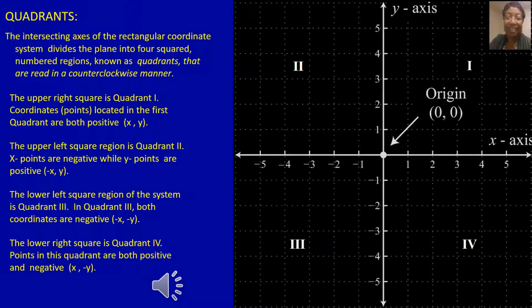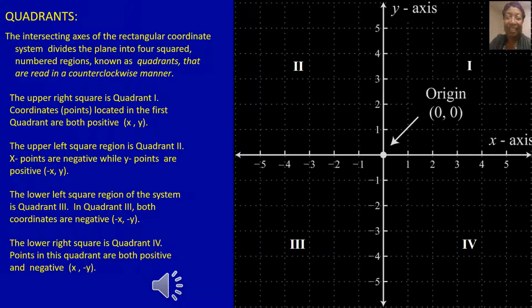The intersecting axes of the rectangular coordinate system divide the plane into four squared, numbered regions known as quadrants that are read in a counterclockwise manner. The upper right square is quadrant 1. Coordinates or points located in the first quadrant are both positive.